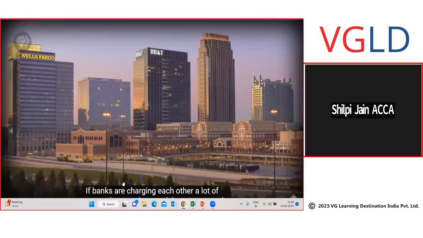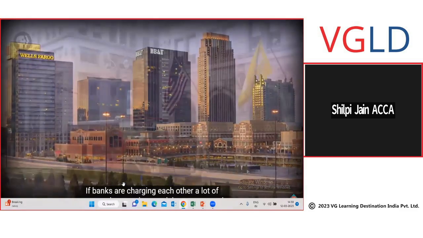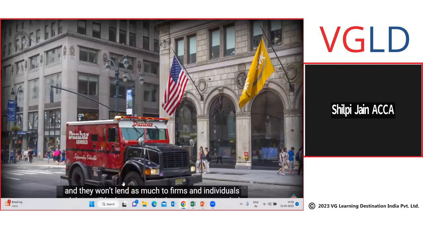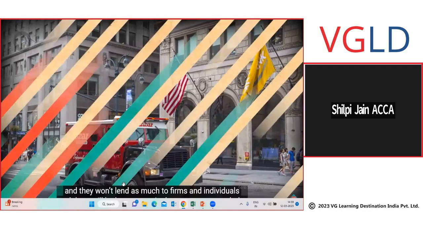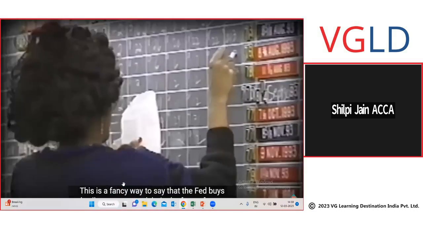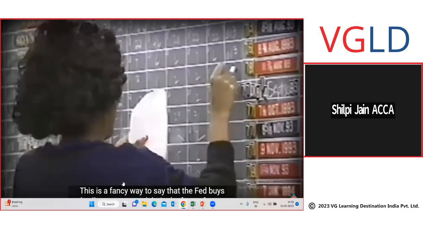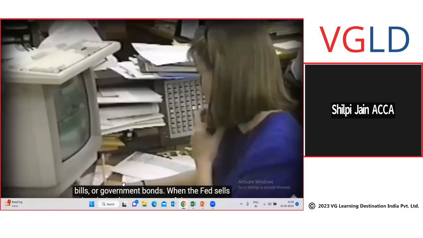If banks are charging each other a lot of money to borrow, they won't borrow as much, and they won't lend as much to firms and individuals, and there will be less money in the economy as a whole. There's at least one more important way that the Fed influences the money supply in the U.S., and that's through open market operations. This is a fancy way to say that the Fed buys and sells government debt in the form of treasury bills, or government bonds.